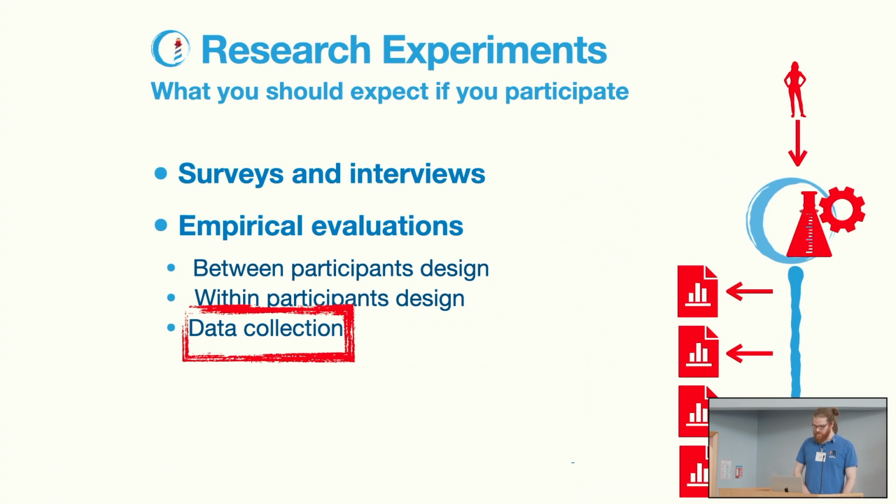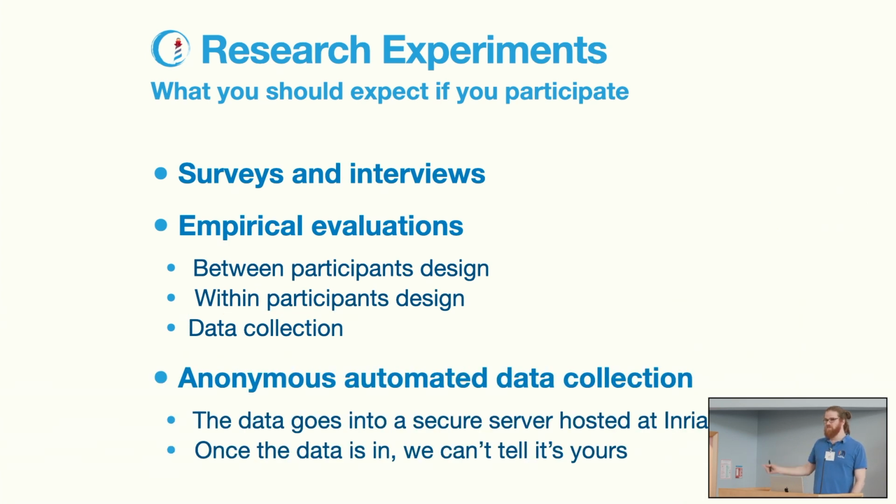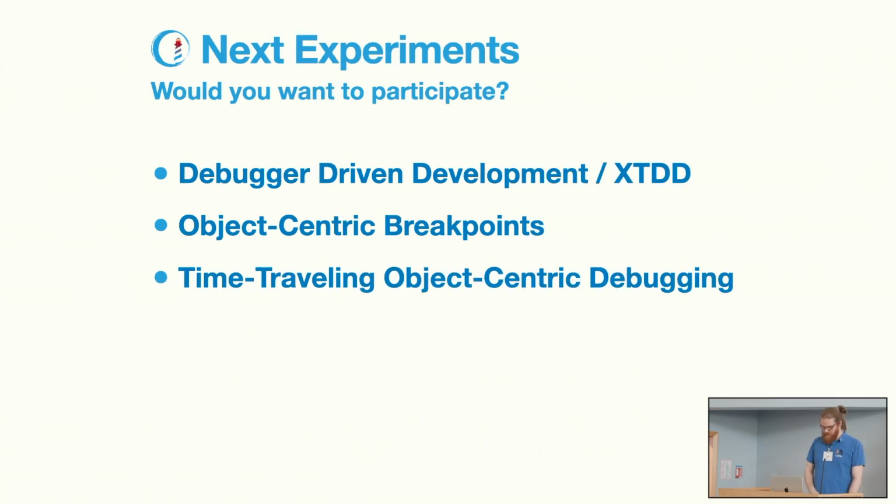And finally, there is another kind of experiment where one day you open Pharo, and you have a pop-up that asks you if you want to participate in an experiment. If you click yes, it loads the tool, and then you live your normal daily developer life, and it collects data from time to time. This data is collected on a secure server at INRIA, and it's anonymous. So once the data is in, you cannot reclaim it, and we cannot remove it, because we cannot find which one is your data. In the next weeks, in September, we will start such empirical experiments.